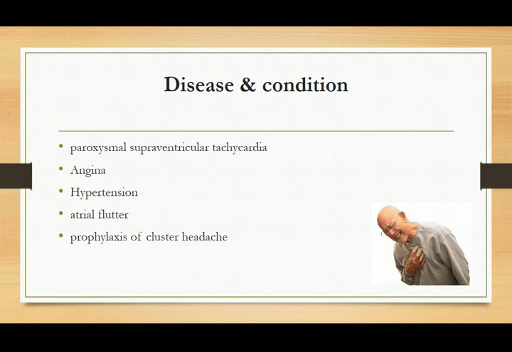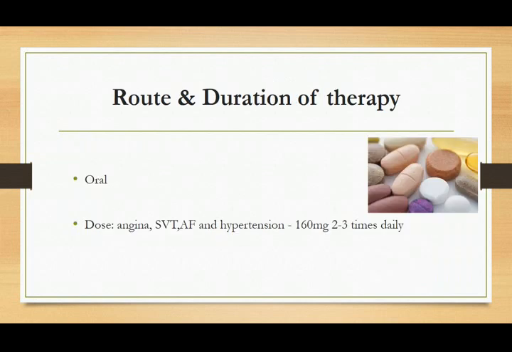Verapamil is used in several conditions. It can control supraventricular tachycardia, angina, and improve oxygen delivery to the myocardial tissue. Hypertension can be managed by verapamil as well, due to its arterial vasodilation effect without producing reflex tachycardia. Other indications include atrial flutter and prophylaxis of cluster headache.